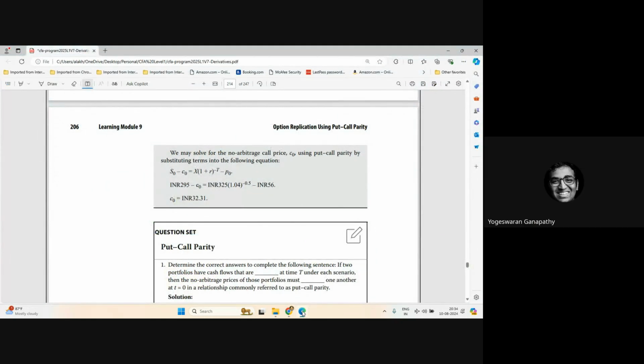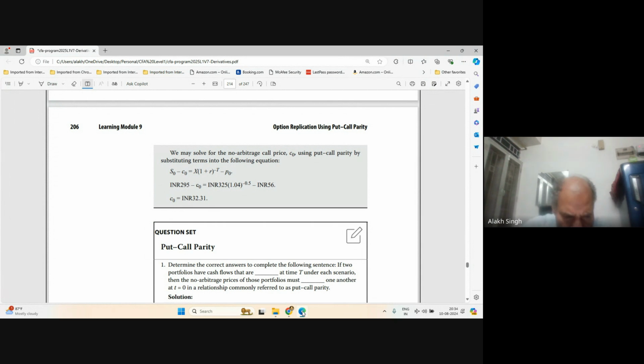Read this. Determine the correct answers to complete the following. If two portfolios have cash flows that are dash at time t under each scenario, then the no arbitrage prices of these portfolios must dash one another at t equal to 0 in a relationship commonly referred to as dash. So what is it telling? If two portfolios have cash flows that are equal or equivalent at time t under each scenario, then the no arbitrage prices of those portfolios must equal or match one another at t0 in a relationship commonly referred to as put call parity.